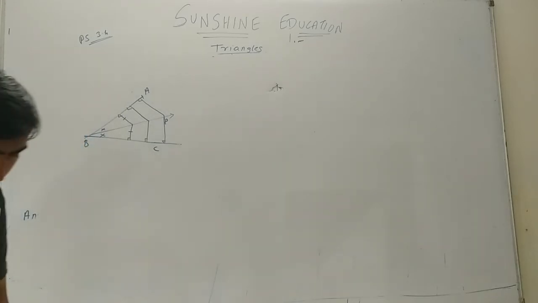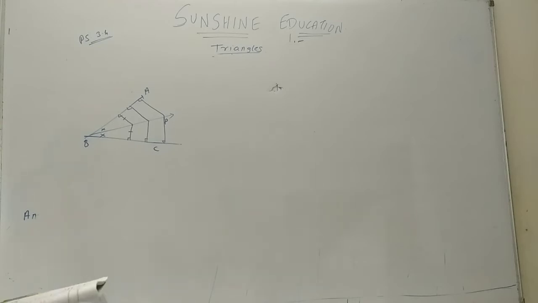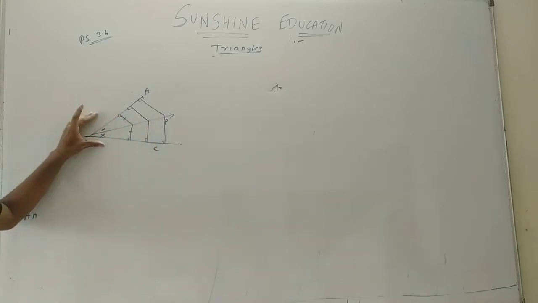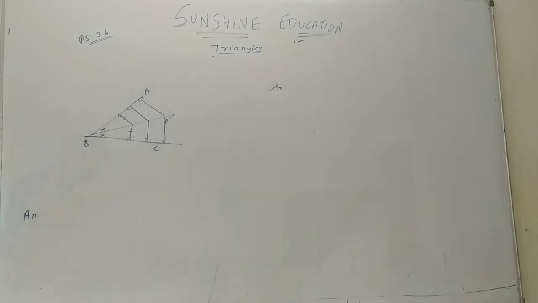It is given in the textbook on page number 40. Every point on the bisector of an angle is equidistant from the sides of the angle. Any point on the bisector of the angle is equidistant from the sides of the angle. You can copy it down.